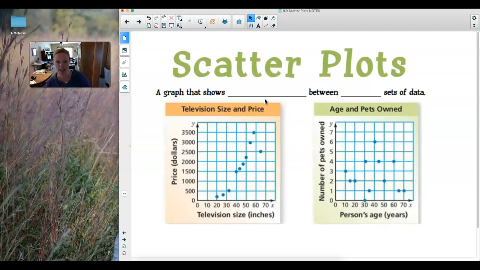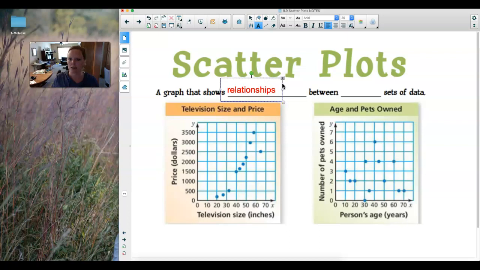When you are looking at this, a scatter plot is really a graph that shows a relationship between two sets of data. Let me make this a little smaller. Shows relationships between two sets of data. Okay, so really you're just comparing what's happening with two different sets of data. And in this case, we have two different ones to look at.